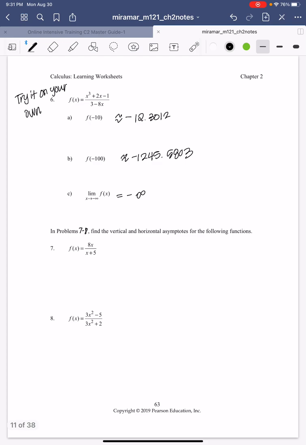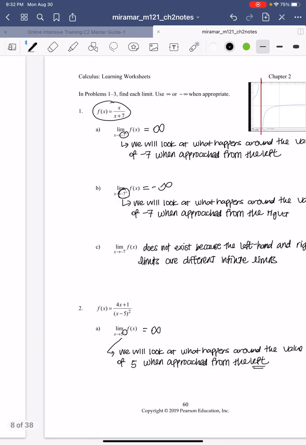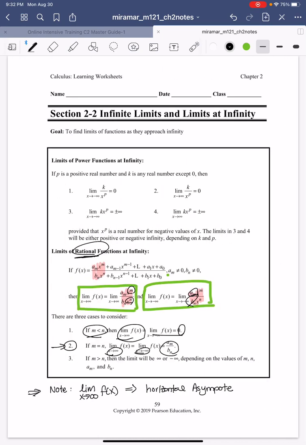Okay. Our last set of problems, 7 and 8, is to find the vertical and horizontal asymptote. Let's recall, vertical is when we have an undefined value. Vertical is where the function is undefined. So this is when the denominator equals 0, undefined value. Horizontal asymptote is to find the limit at infinity. Just explained it over here on the note.